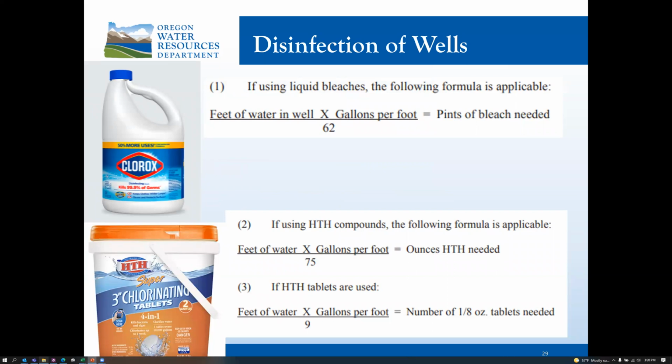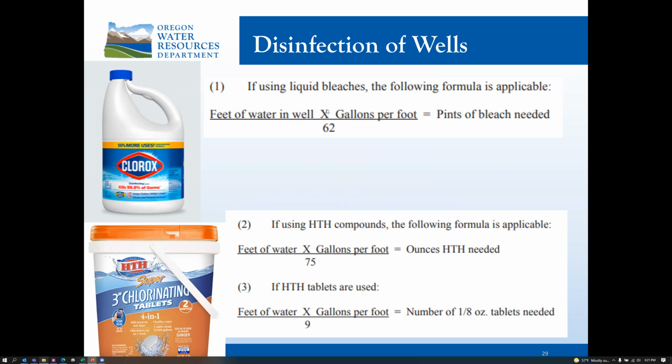The quantity of hypochlorite needed to provide 50 parts per million active chlorine in a well is represented in these three equations shown here. On the left, you see the two types of approved sources of chlorine: chlorine bleach laundry detergent or hypochlorite tablets at the bottom. And then you see the equations for determining the number of pints needed, the ounces needed, or the number of tablets.